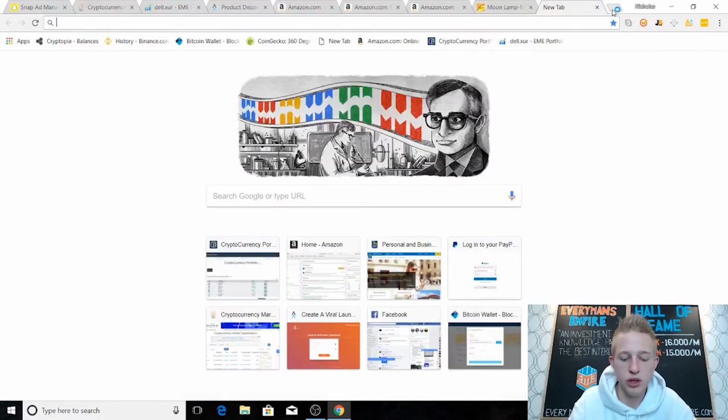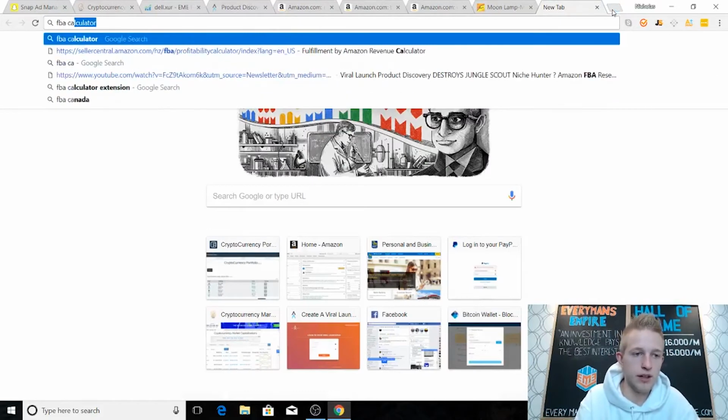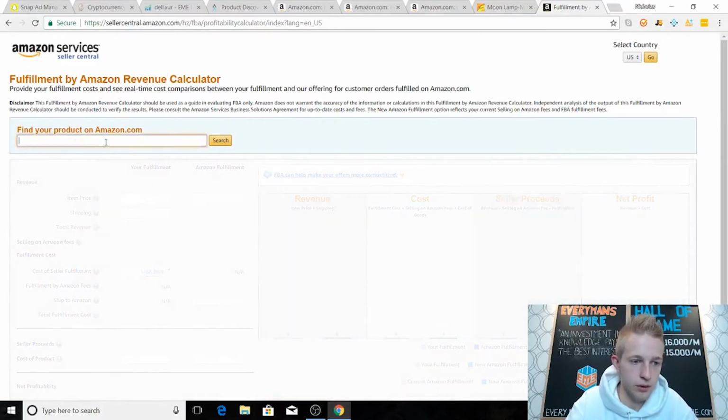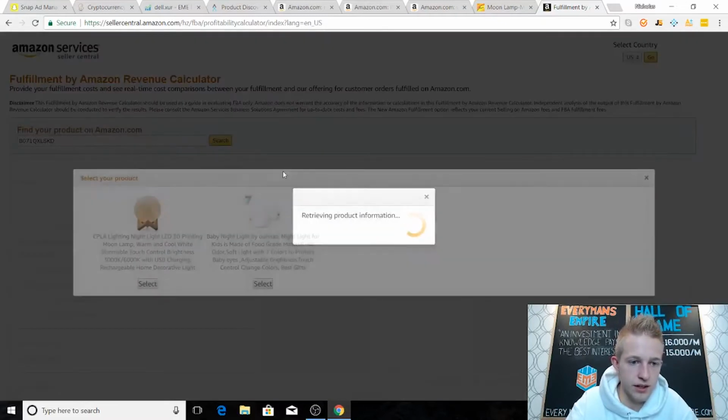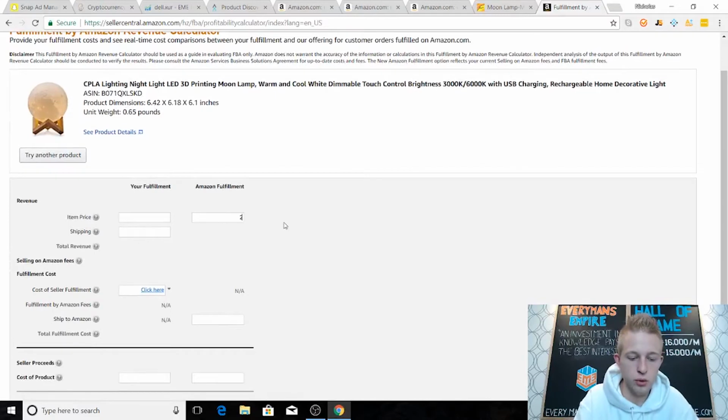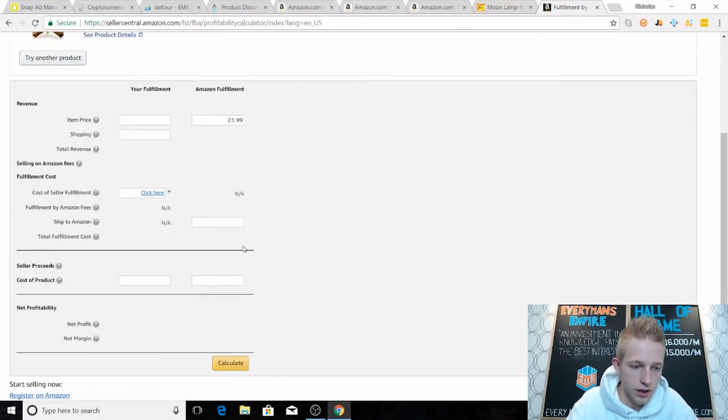That's like a pretty decent price. So FBA calculator, we'll go $24 or $23.99. So I'll put my ASIN in here. It's this one. Item price will be $23.99. Right, shipped to Amazon. I'm gonna just check the weight out of this quickly.